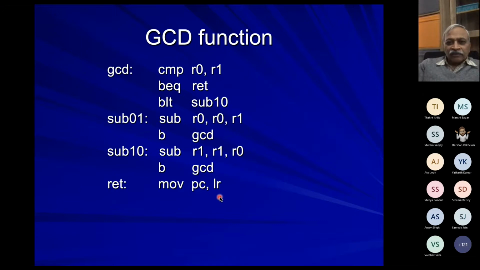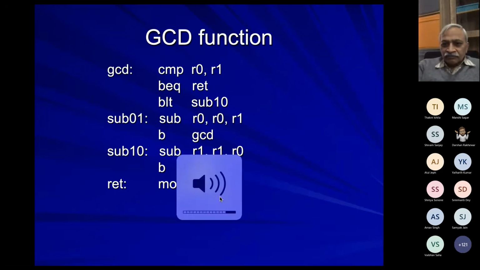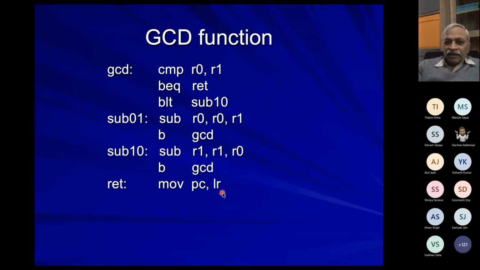So let me see if it is clear or there are any questions. Could you explain the last statement, move PC, LR? Move PC, comma LR is moving the contents of LR into PC, and that causes the program to jump to the new location.